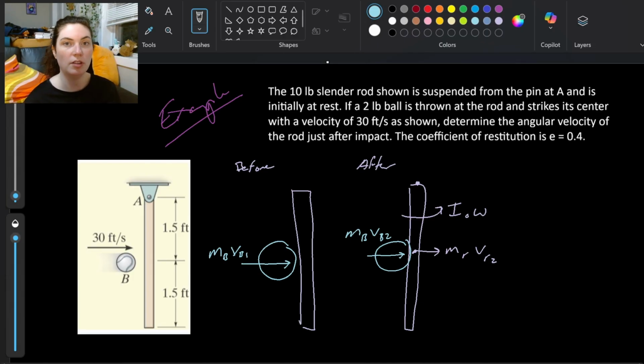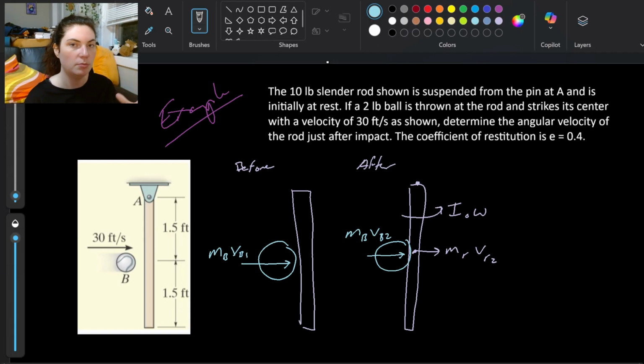And if I assume the wrong velocity direction, that's okay. It'll work out in the math, right? If I get a negative sign for my VB2, it just means that my velocity is negative there. So with that, we have an idea of what our velocities are, what our momentums are for this impact problem.